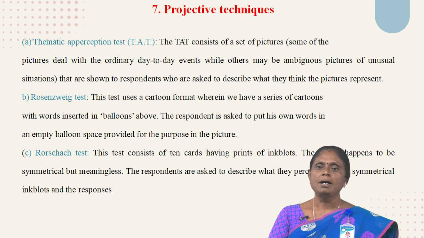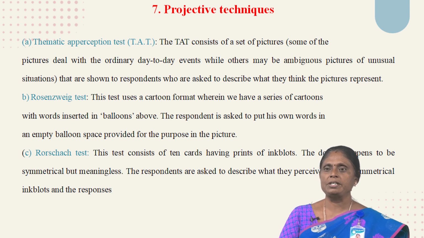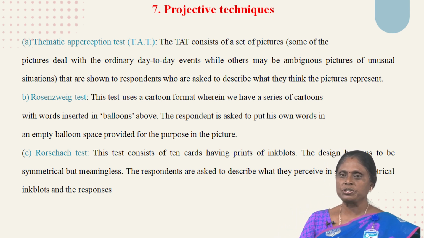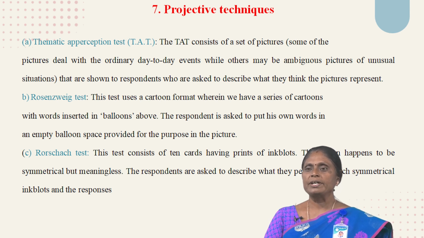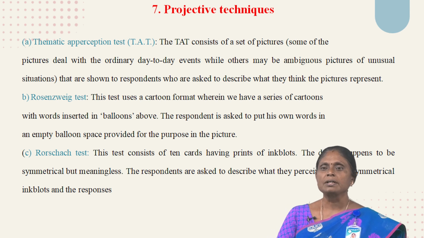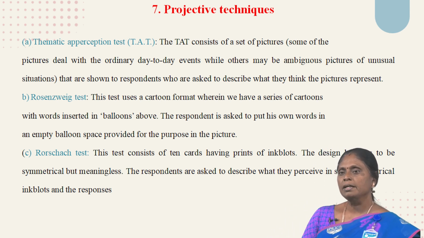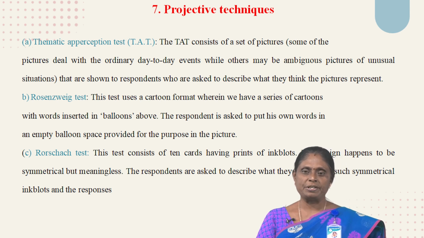What is the Thematic Apperception Test, otherwise called TAT? It consists of a set of pictures. Some of the pictures deal with ordinary or day-to-day events, while others may be ambiguous pictures of unusual situations. They are shown to respondents, who are asked to describe what they think the pictures represent.